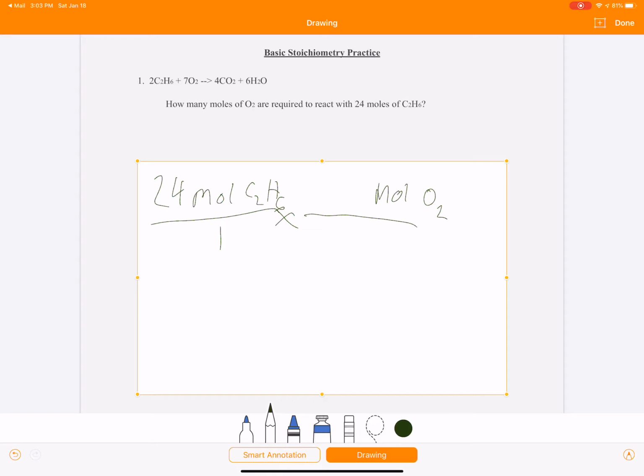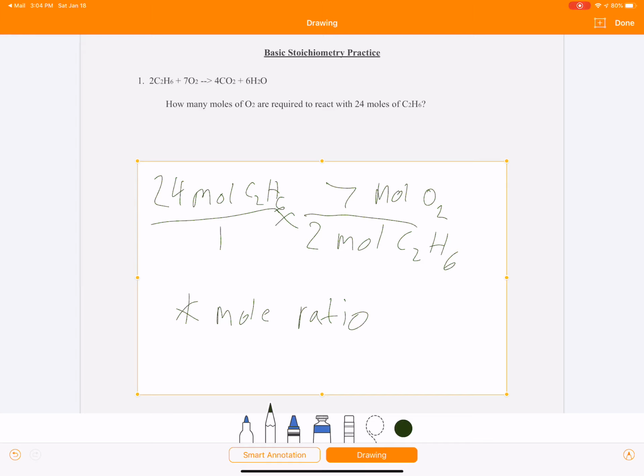In this case, I'm going to use something called the mole ratio. And what that is, like I said, is the amount of this with the amount of that to give you this. So in this case, you need 2 moles of C2H6 and 7 moles of O2 in order to react. So if you had 6 moles of O2 with 2 moles of C2H6, according to this reaction, they wouldn't react.